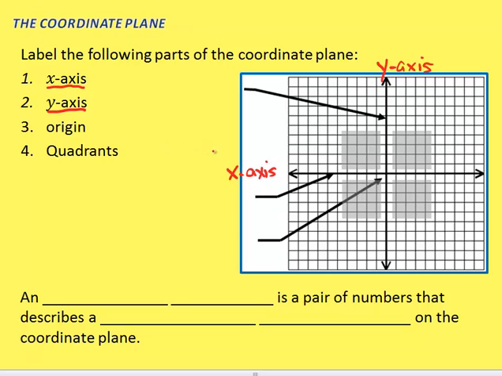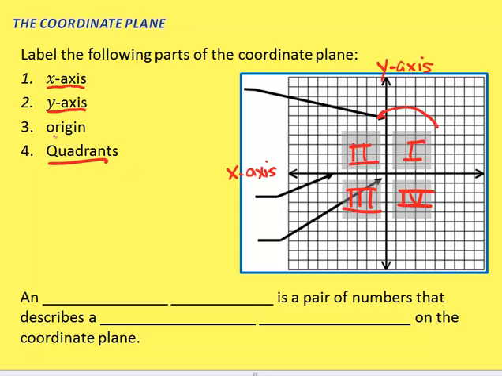As I mentioned, the axes divide the coordinate plane into 4 quadrants. Quadrant means 4, so it divides into 4, and we typically write these using capital Roman numerals. The top right one is going to be Roman numeral I, and then we go counterclockwise. So quadrant II is the top left, quadrant III is the bottom left, and quadrant IV is the bottom right. So those are the quadrants.